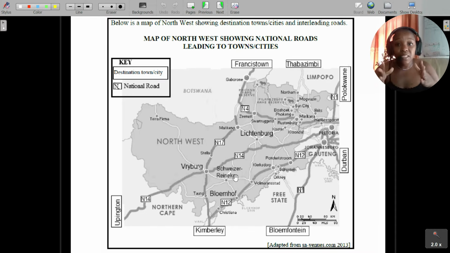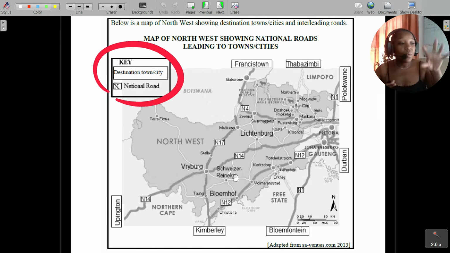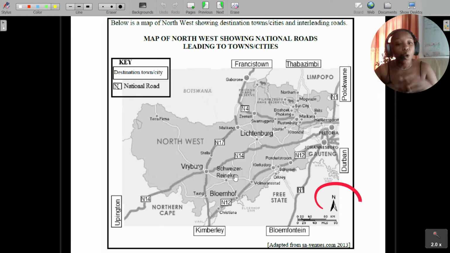We're going to be looking at key features that we can see from this map to help us analyze it. We can see that there's a key on this map, a compass, and a scale. We're going to be using all those important features together to help us analyze this map in detail.